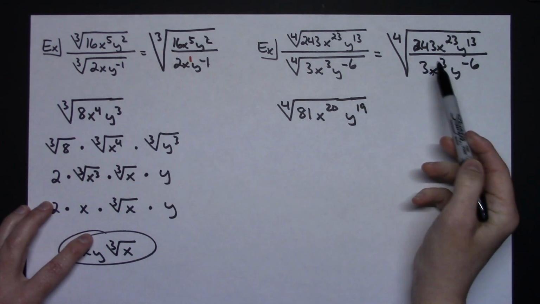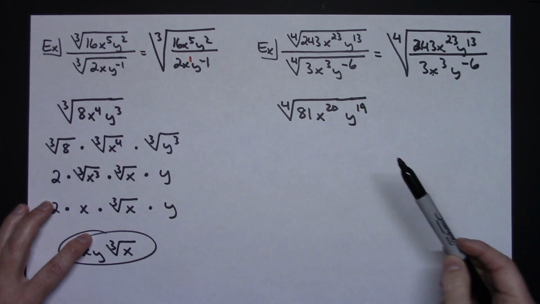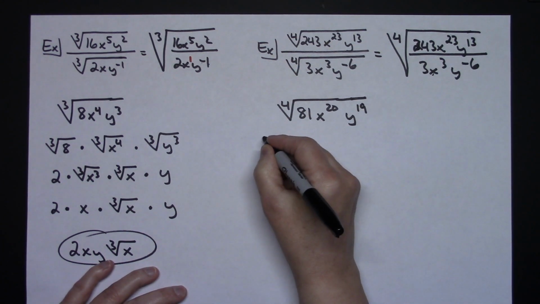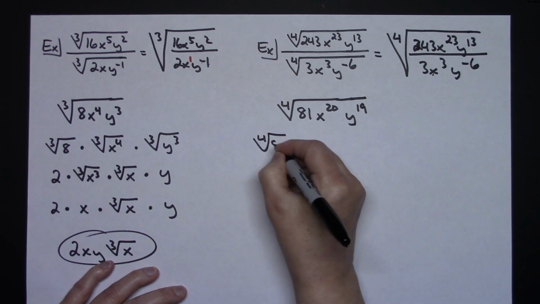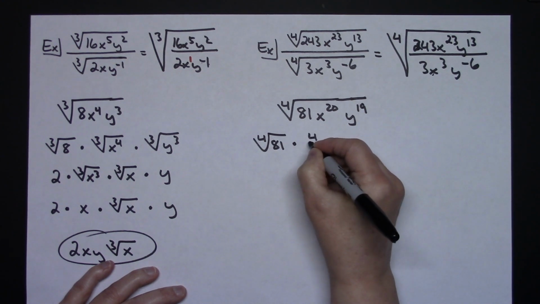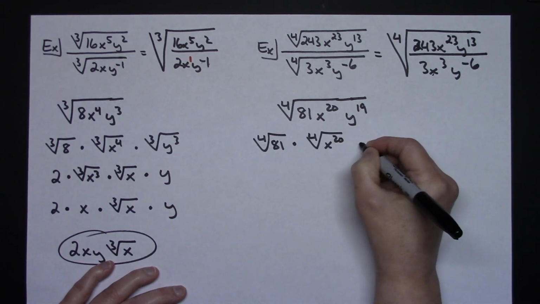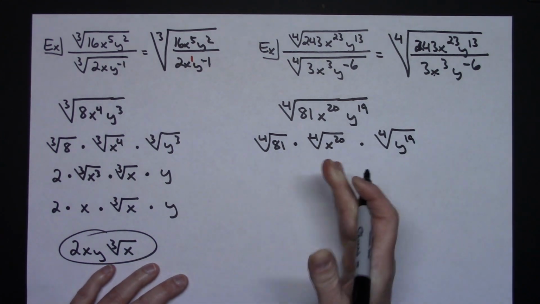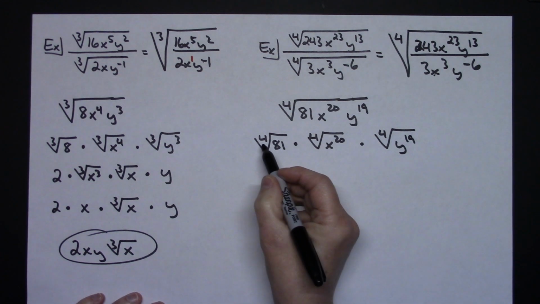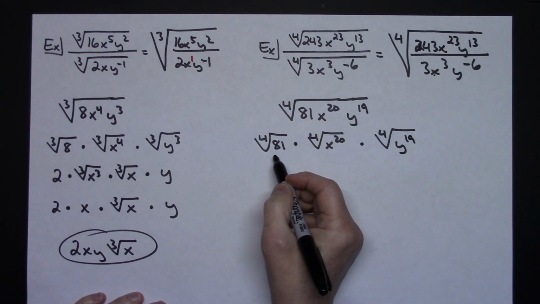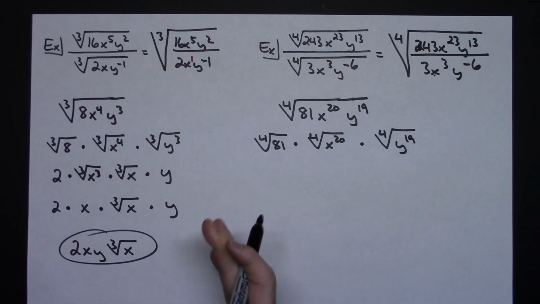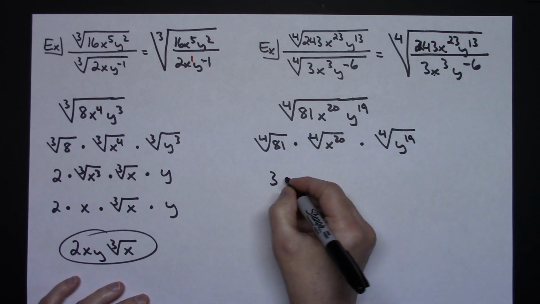Now again, after you do that step and you've simplified to here, you can't stop. You've got to keep going and checking whether or not you can simplify more. So I break this up into the 4th root of the 81, the 4th root of the x to the 20th, and the 4th root of the y to the 19th. Looking at each individual piece by itself, 4th root of 81, hopefully at this point you've started working with this enough that you've started getting some of these lower perfect roots. That's going to be a 3.